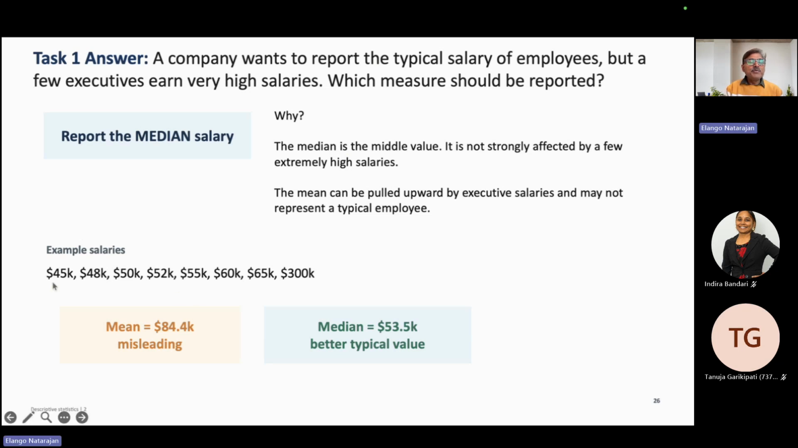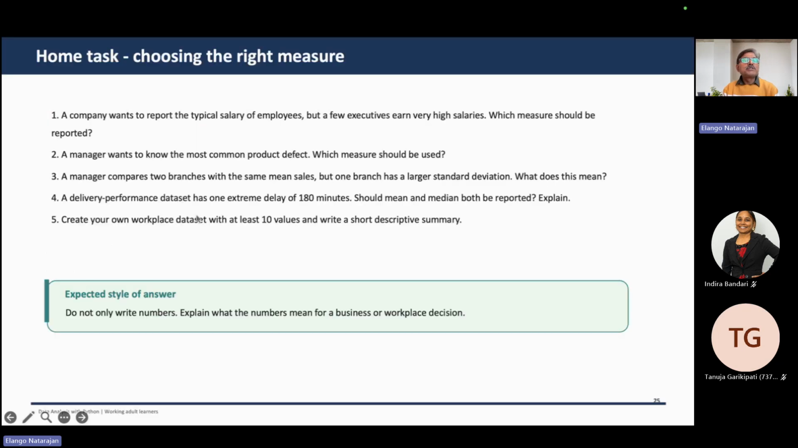I give here an example where you can notice the highest one, 300K, is included among small values. This pulls the mean up to 84K. When you consider all the other values except 300, they are within a range of 50-something. But when you include this 300, the mean becomes 84K. So ultimately it misleads your analysis. So don't use mean, instead use median. All good. So let me go to the next question.